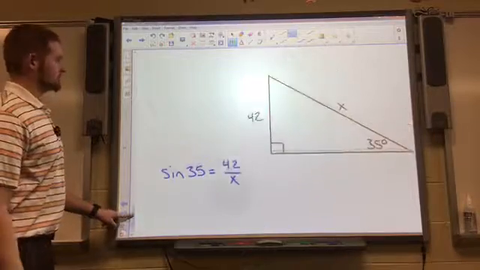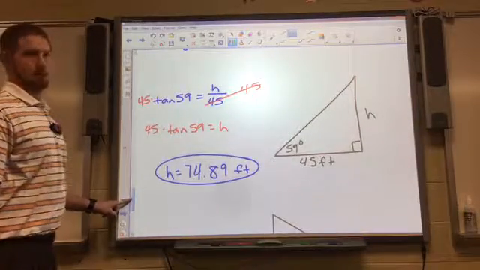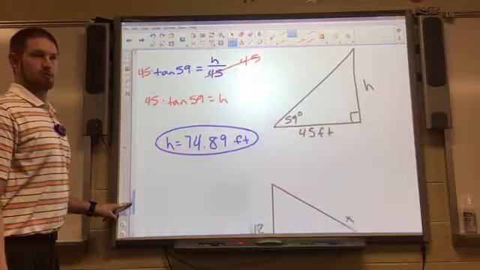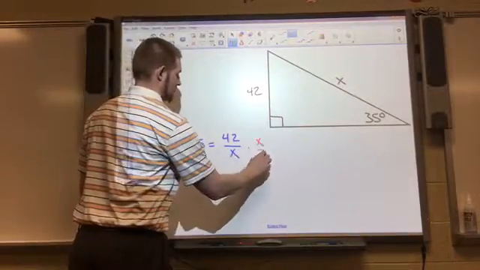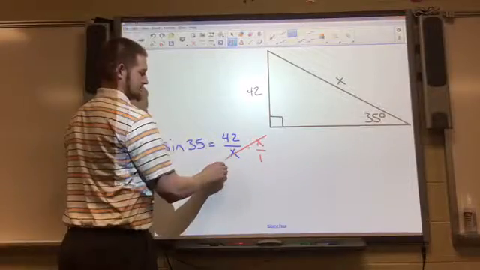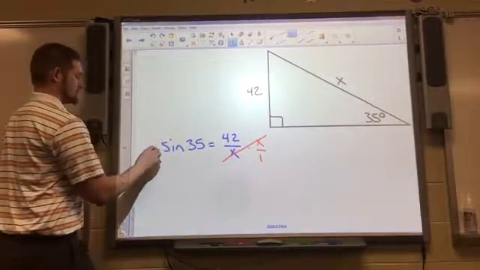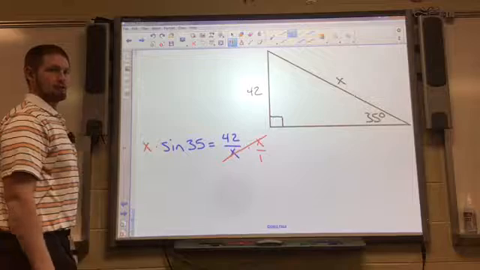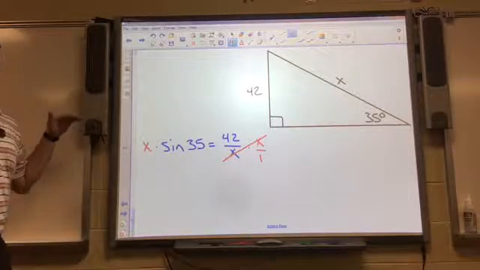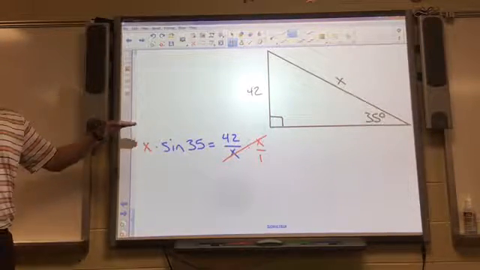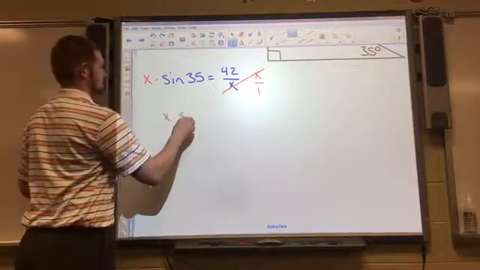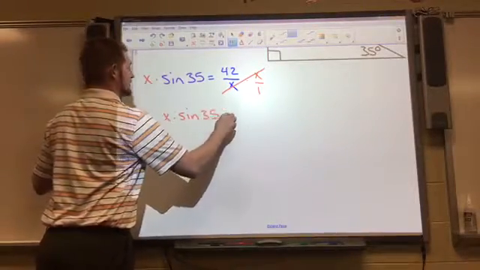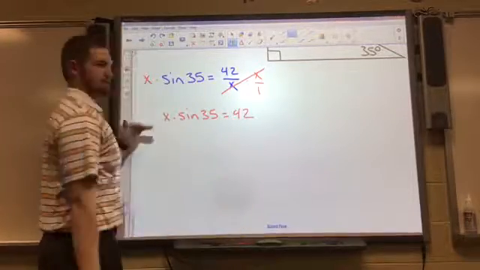Now up here, I multiply by the denominator, right? You still have to do that. Because if I multiply by x over 1, don't these x's cancel? Obviously I got to do it to the other side. Our main goal here is to get rid of the fraction. So now I have x times the sine of 35 equals 42. So my fraction's gone.